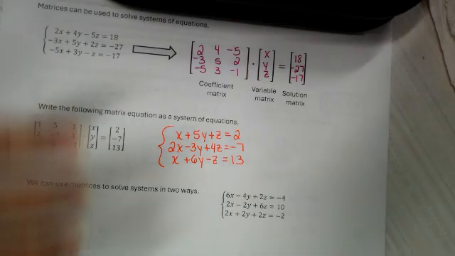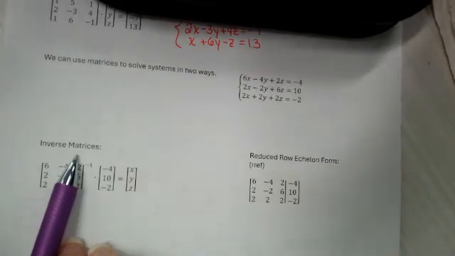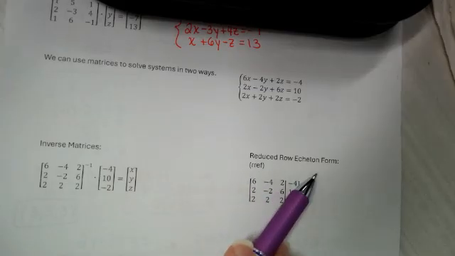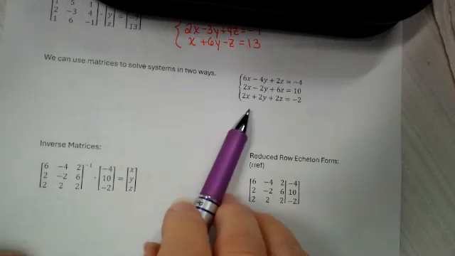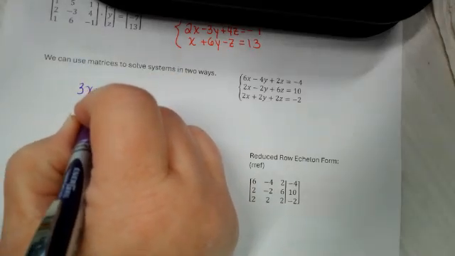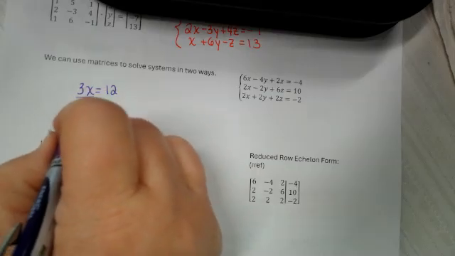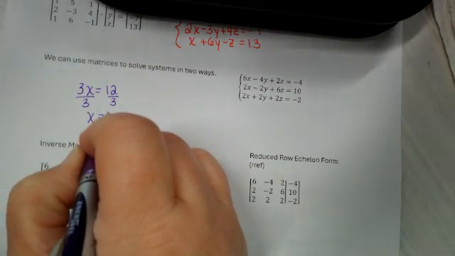Now, we can use matrices to solve systems in two ways. I prefer the inverse matrices, but I know some of you may have learned how to do reduced row echelon form. So I'm going to show you both of them, and you can use whichever one you're most comfortable with. But think about it. When we solve an equation like 3x equals 12, what do we do to both sides? Well, we divide both sides by 3, which gives us x equals 4.